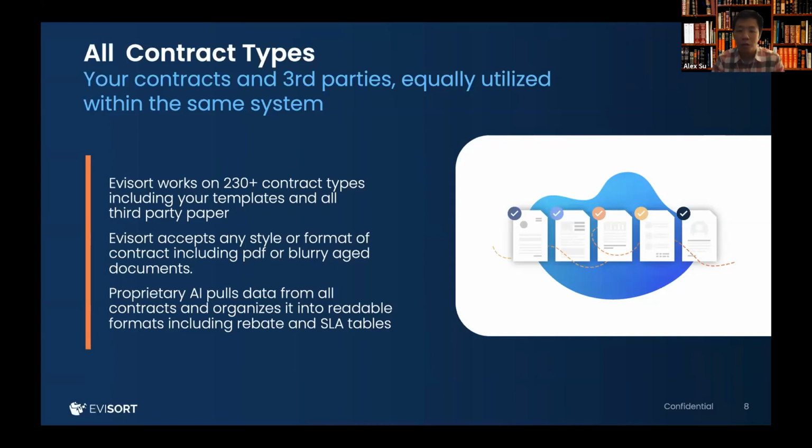So you can do this with third-party paper. Maybe you have a certain set of contracts that are on your paper, but maybe you have some contracts on other folks' paper, third parties. We can actually pick up information in it without any additional training. Riley, do you want to share a little bit about how our clients are using this particular functionality?